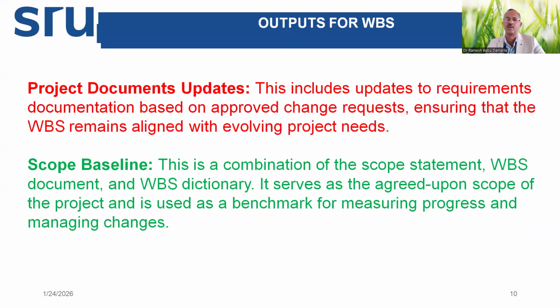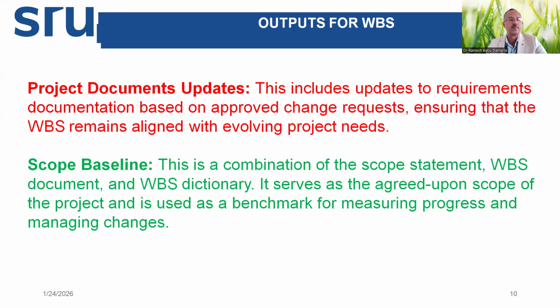Documents updates. This includes updates to requirements documentation based on approved change requests. Sometimes changes will happen based on the change control board's approval. Changes are made in the project. The change may be because of a request from an important stakeholder or financier or customer, or technology change, etc. So approved change requests are incorporated, ensuring that the WBS remains aligned with the evolving project needs. So changes, if required, are to be done with approval of the change control board, accordingly in the WBS.